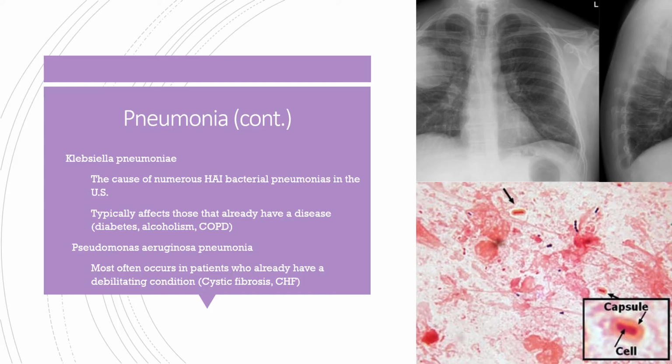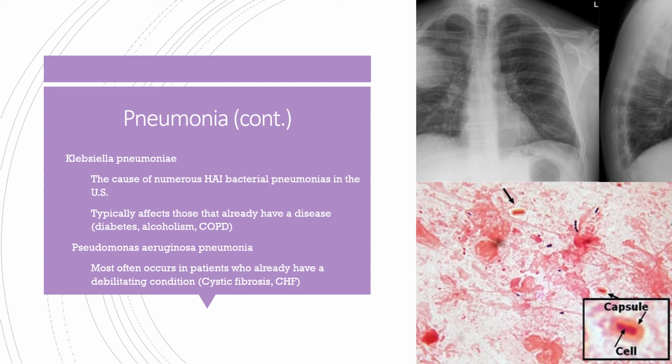Klebsiella pneumoniae is the cause of numerous bacterial pneumonias in the United States, whether healthcare associated or community acquired. It has a tendency to affect persons that already have diseases such as diabetes, alcoholism, or chronic pulmonary disease, and therefore rarely impacts healthy individuals. The elderly are also prone to developing complications due to this bacteria.